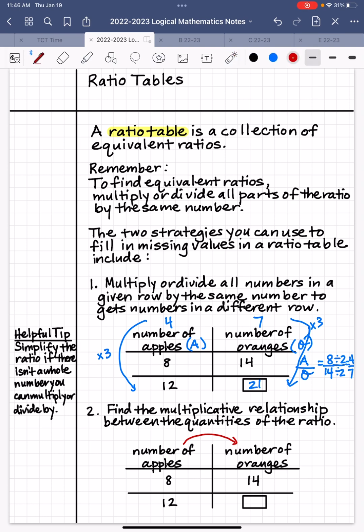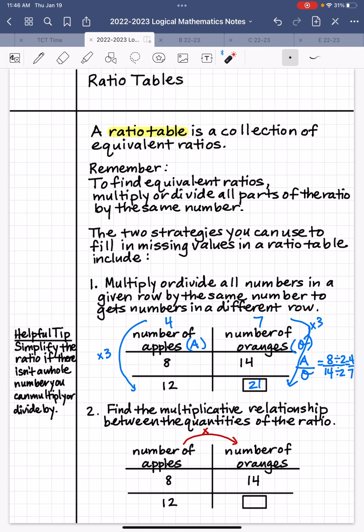So to figure out what I'm going to multiply by, well, first I look at the relationship of the numbers. What's happening to the number of apples as they compare to the number of oranges? The number of oranges is bigger than the number of apples. So I'm going to multiply by a fraction that's greater than 1 using the numbers 8 and 14. What fraction can I make that's greater than 1 using 8 and 14?